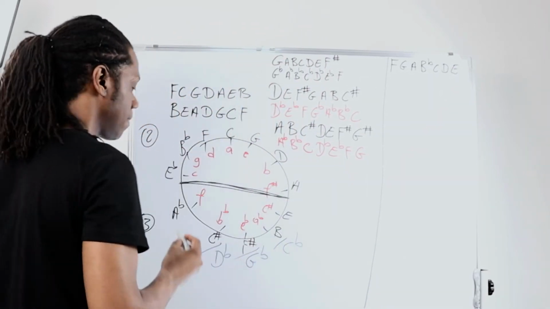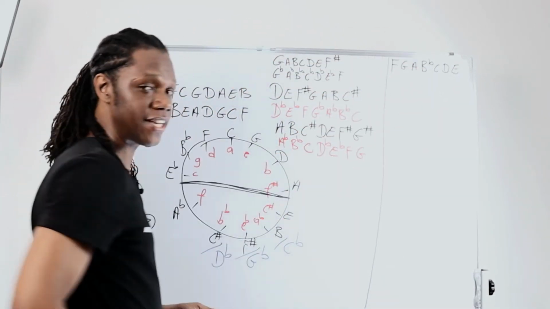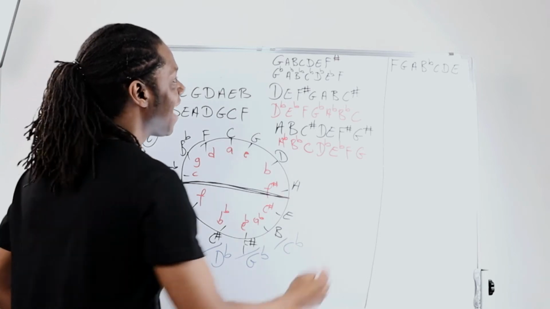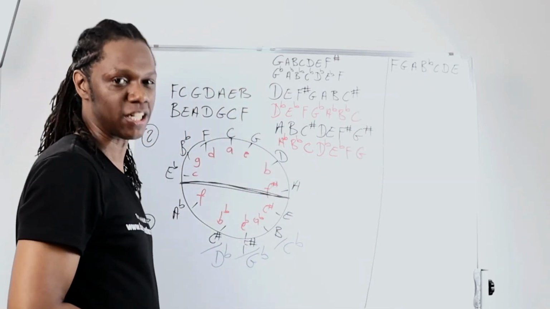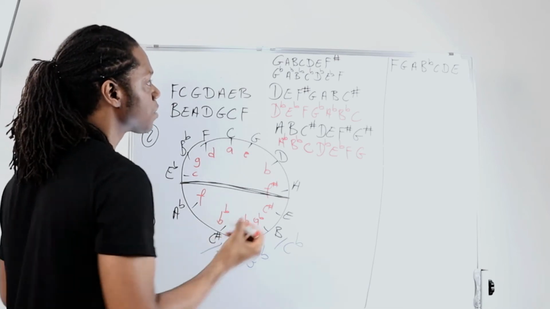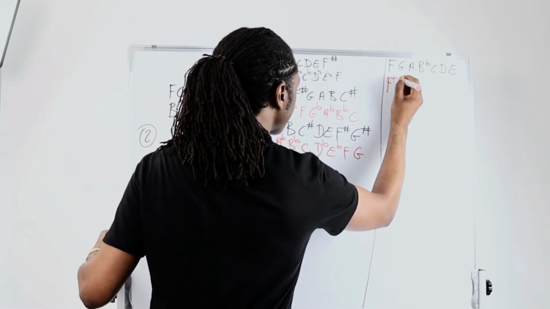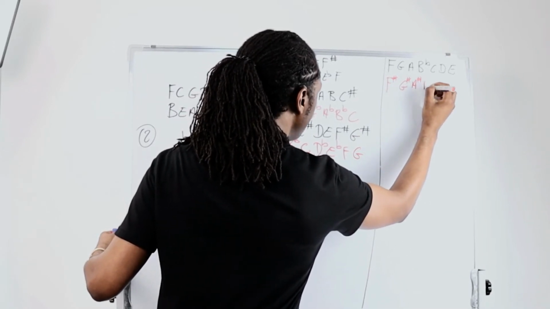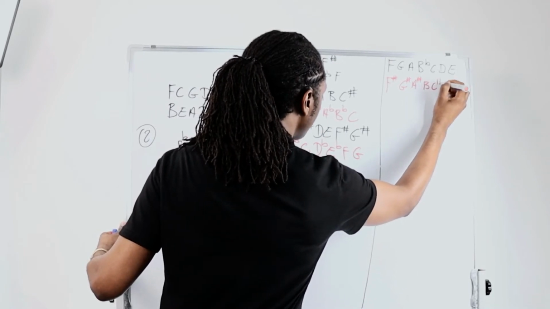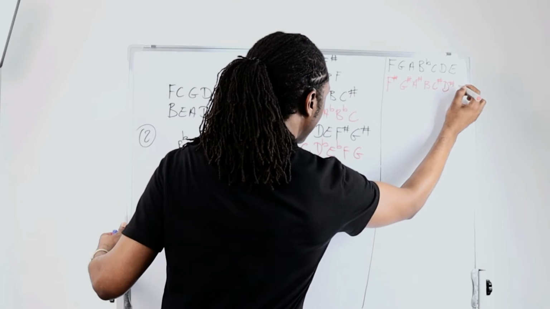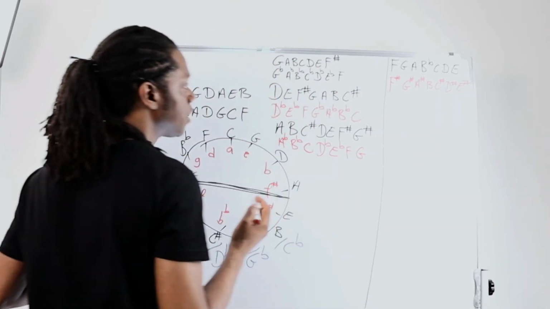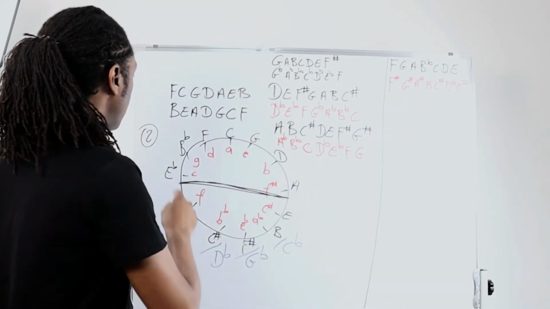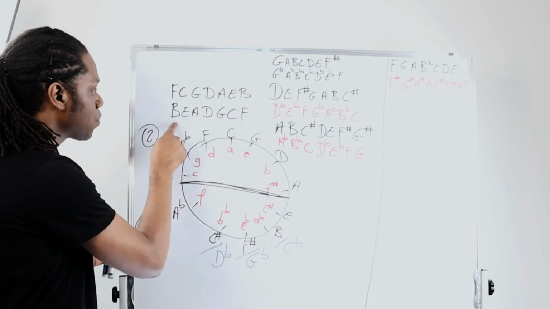And so over on the flat side now, what's going to happen is that natural notes are going to become sharps and flat notes are going to become naturals. So over here, we're going to have F sharp, G sharp, A sharp, B natural, C sharp, D sharp, and E sharp. So for F sharp major, we need to have 6 sharps. 1, 2, 3, 4, 5, 6. 6 sharps.